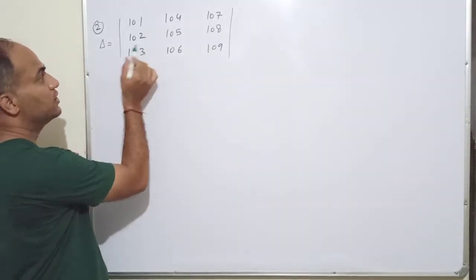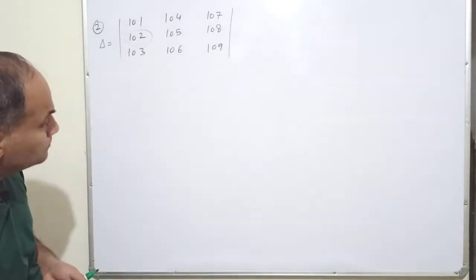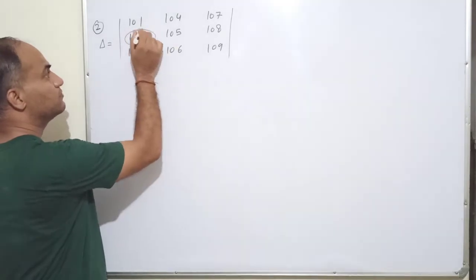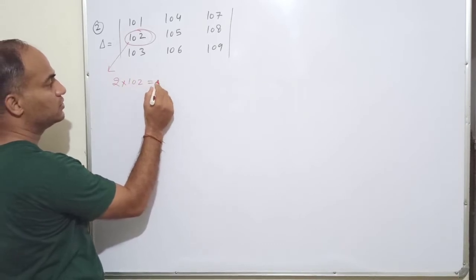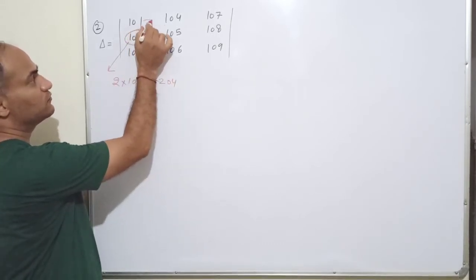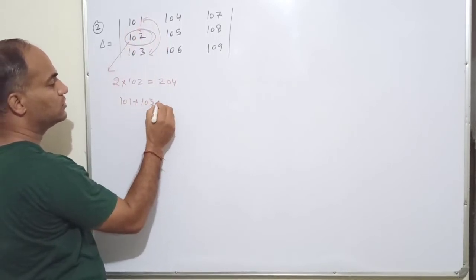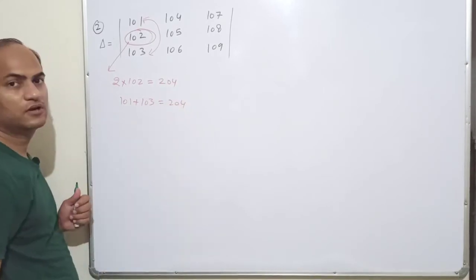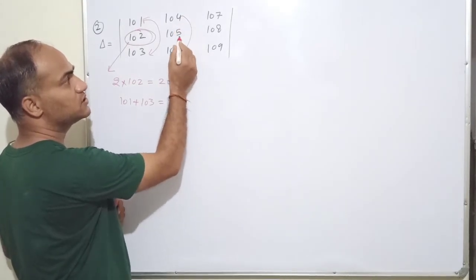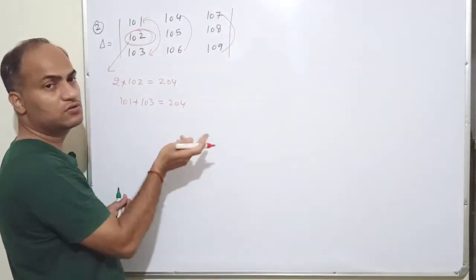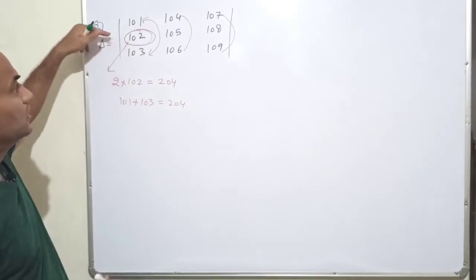So here, guys, see this middle number, what is happening here? For this number we observe that double of this number is 204, and similarly the sum of these two numbers, 101 plus 103, is also 204. Clear? This is one speciality, and similar is the speciality of these numbers. The sum of these two numbers is equal to double of this. Now we can apply the operation in rows.